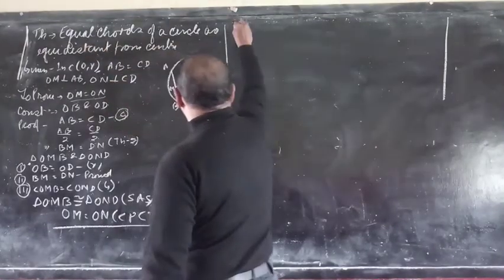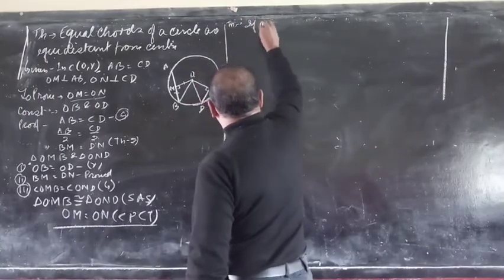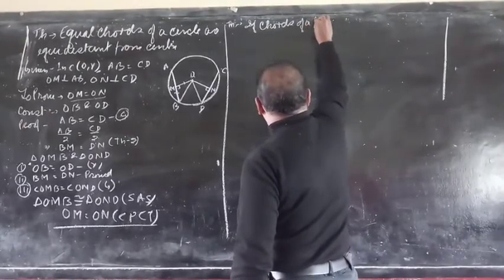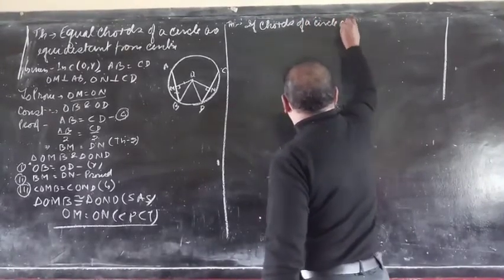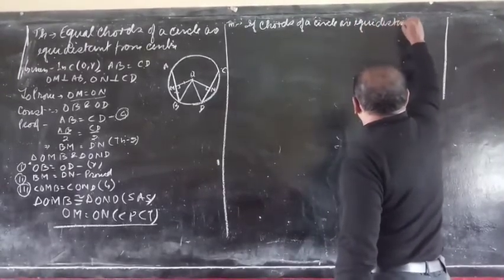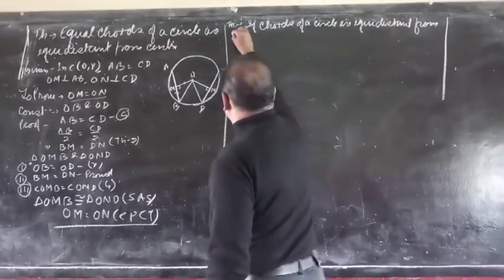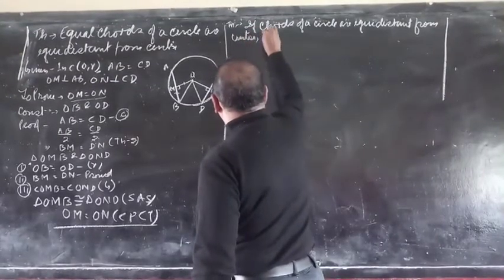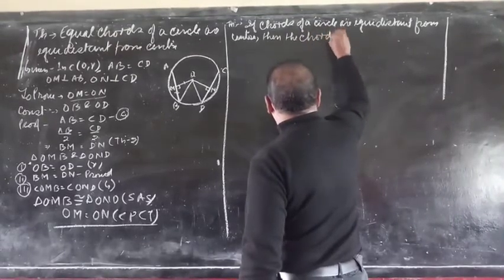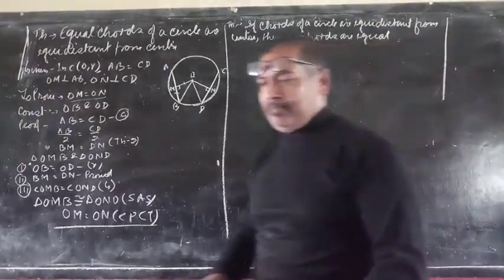ठीक है ना? आपका next theorem क्या हो जाएगा बच्चों? If chords of a circle are equidistant from the center, they are equal. Then the chords are equal. Okay.